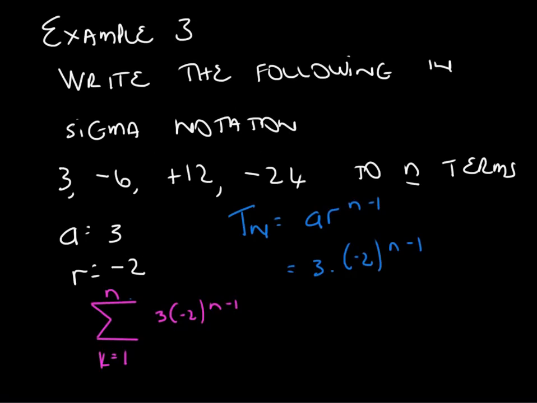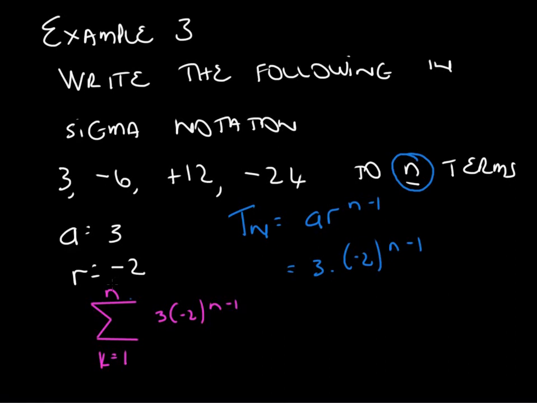Let's look at our last example. Our last example involves some reverse engineering, where they give you the sum and you need to actually find the formula. It says, write the following in sigma notation. So we have 3, negative 6, positive 12, negative 24, to n terms, right? This is important because that's going to be the number on top. There you have n. A is our first term, so that's going to be 3. And our ratio is -2.